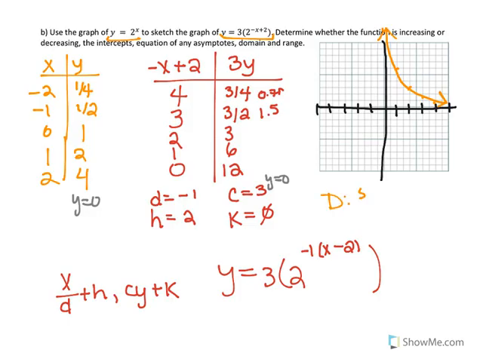Our domain is still x is an element of the real numbers. Our range is still y is greater than 0. But it has just been transformed now. So you apply those transformations just like we did in Unit 3.